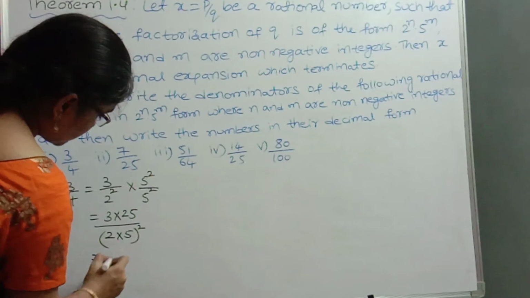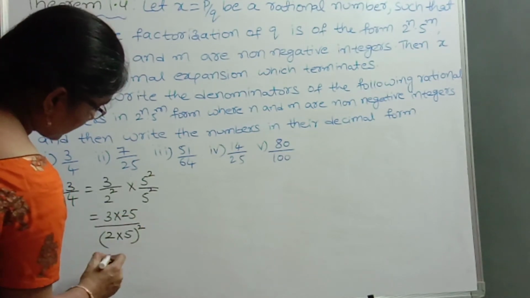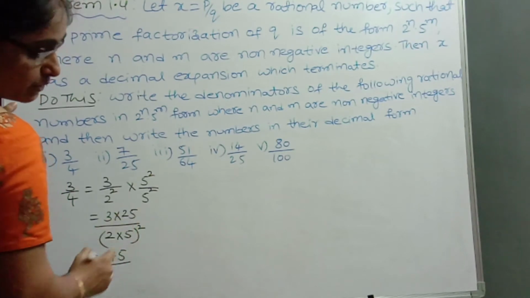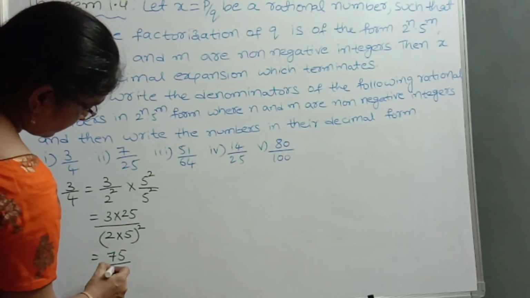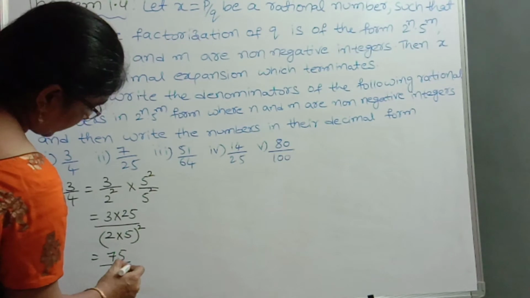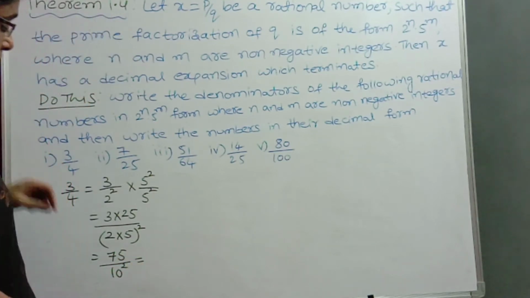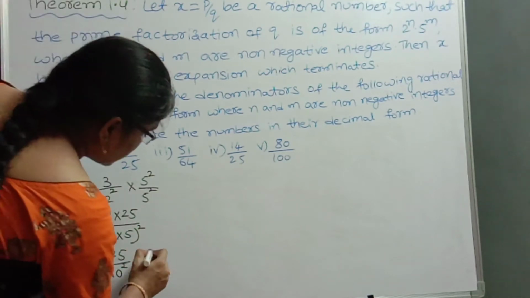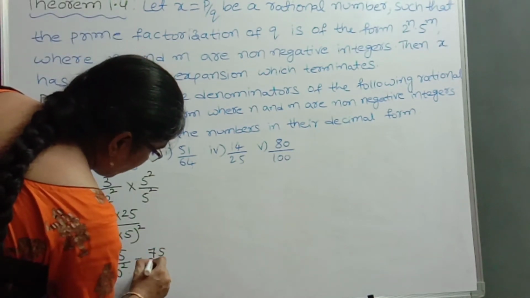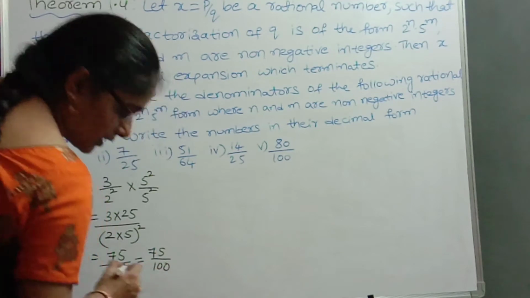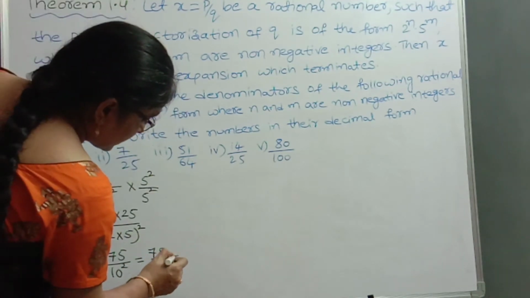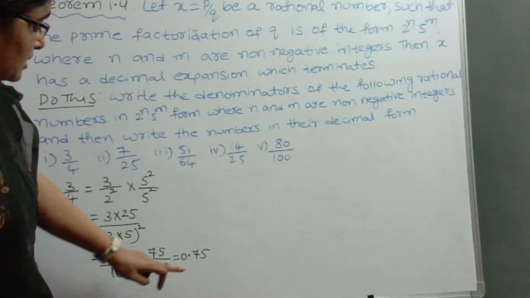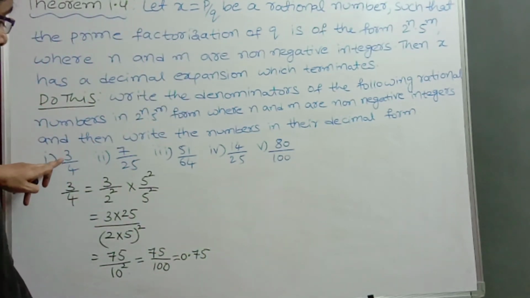Now 3 into 25 equals 75, 25 3s are 75. Here (2 into 5) whole square, that is 2 5s are 10, that is 10 square. Now it is equal to what here? 75 by 10 square, that means 75 by 100. That is, it can be written as what? 0.75. This is the decimal form of 3 by 4.